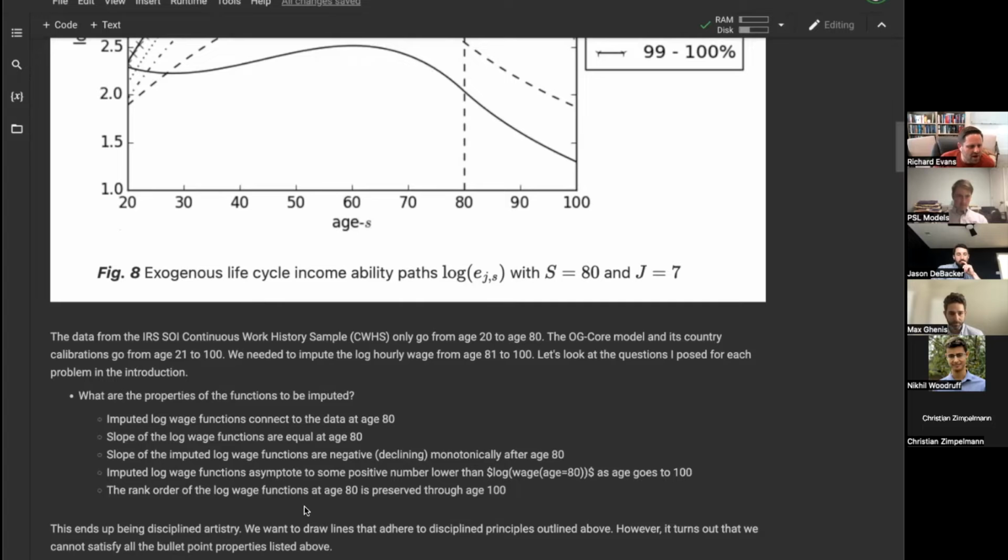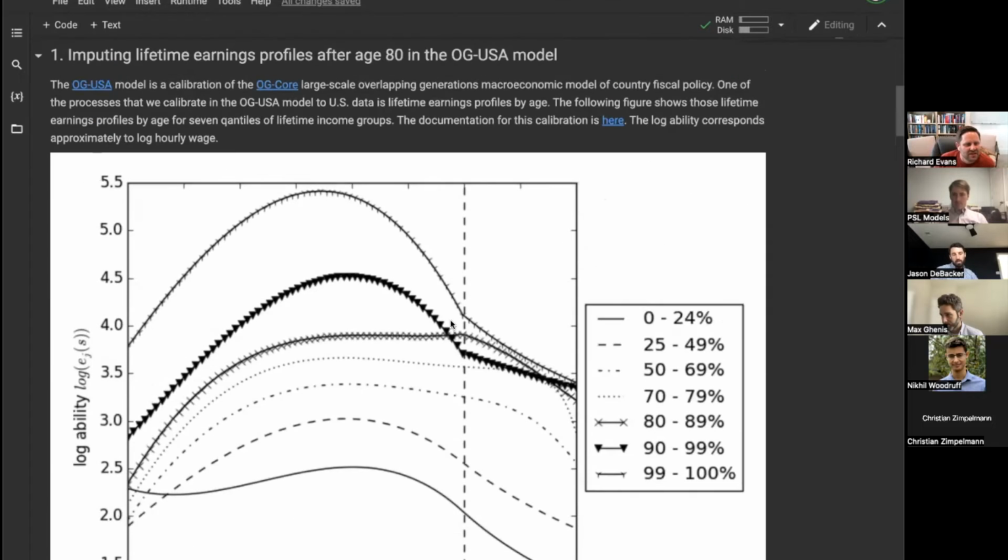And we also want the rank order of the log wage functions at 80 to be preserved in most cases. If we look at the 90 to 99th percentile, we want that to be higher than the next decile, 80 to 89%, but at the very end of their data, they go below the 80 to 89%. So we actually fixed that in the imputed data. But in general, we want the rank ordering at age 80 to be maintained.